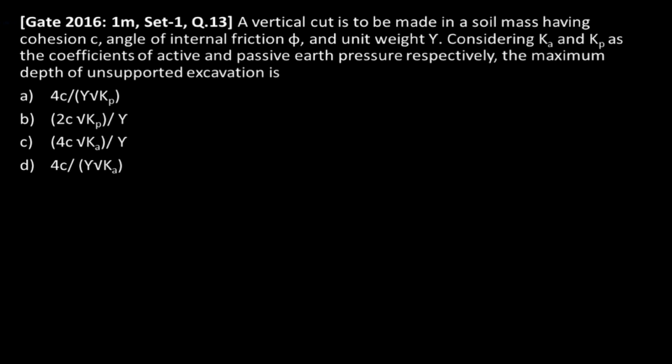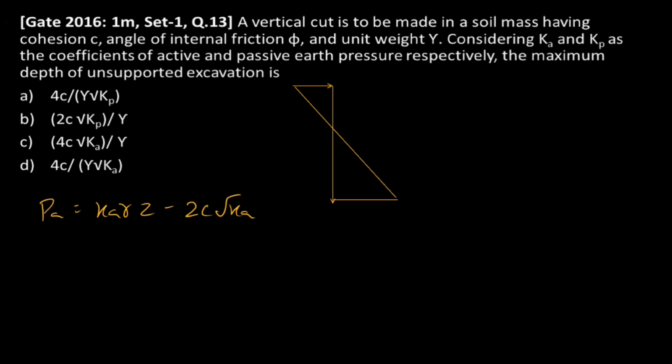So if you see the pressure distribution diagram of a retaining wall, it will be something like this. The value of active earth pressure PA will be equal to Ka gamma Z minus 2C root Ka. So this one will be Z, and the value of this one will also be equal to Z.